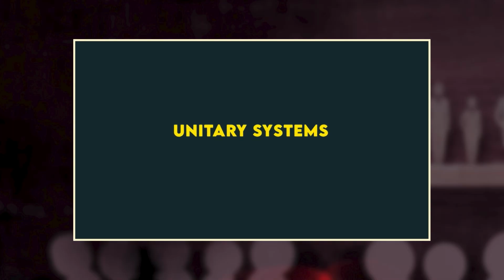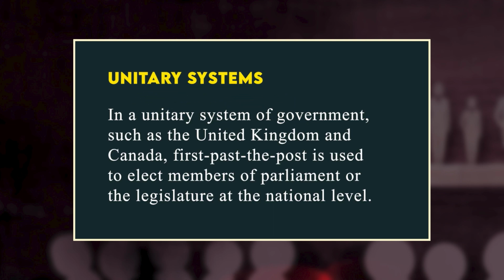The first one is the unitary system. In a unitary system of government, such as the United Kingdom and Canada, the first past the post is used to elect members of parliament or the legislature at the national level. In these countries, the country is divided into constituencies or electoral districts, and voters in each constituency elect a single representative using first past the post. The candidate who receives the highest number of votes, a plurality, not necessarily a majority, in a constituency wins the seat and represents that constituency in the national legislature.